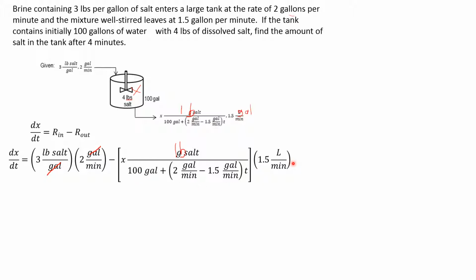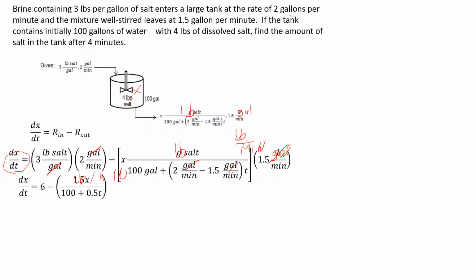Make sure that we have consistency of the units. By the way, this is not liters per minute, but gallons. So that gallon and gallon there will cancel out because t is in minutes. So basically the unit of this is pounds per minute. The unit of this is also pounds per minute, and the unit of this is also pounds per minute.